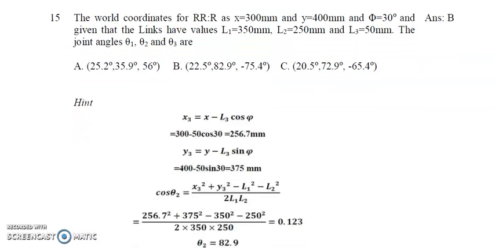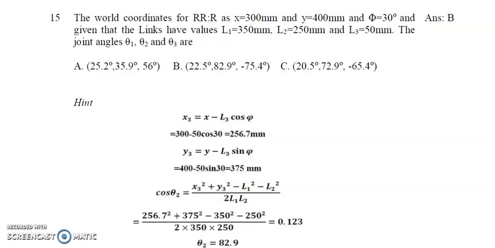So question 15. The world coordinates for RRR are x equal to 300 mm and y equal to 400 mm and phi equal to 30 degree, and given that the links have values L1 equal to 350 mm, L2 equal to 250 mm and L3 equal to 50 mm. The joint angles theta 1, theta 2 and theta 3 are.